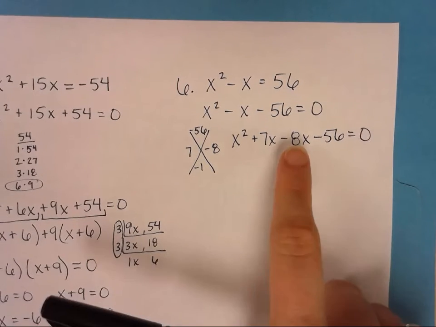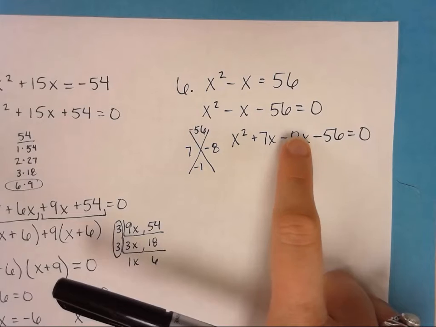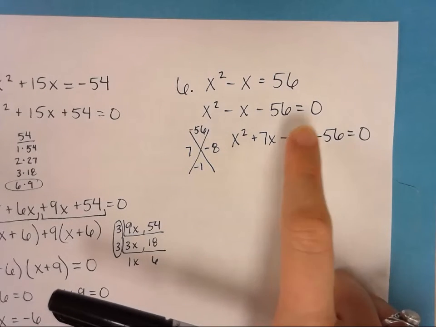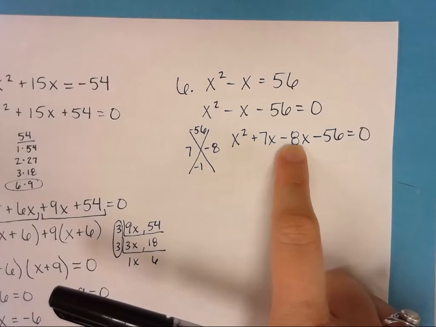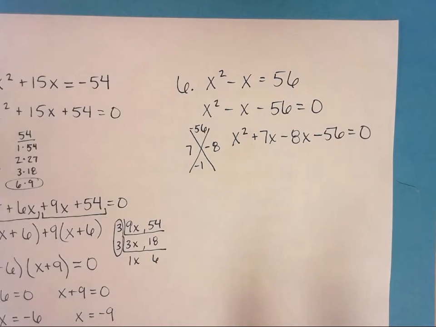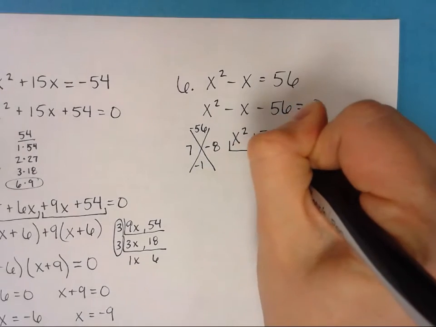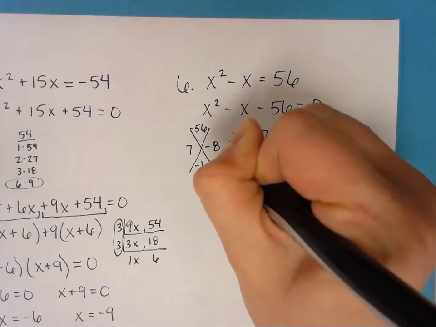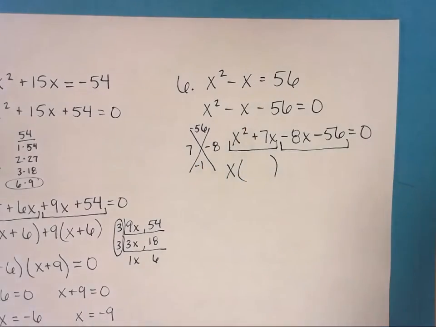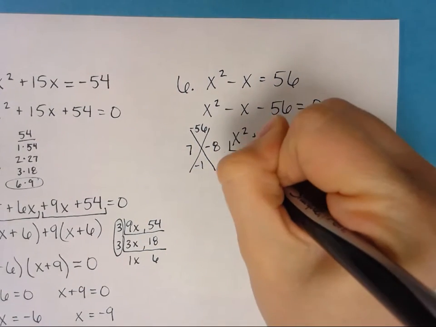So if you want to keep from needing to factor out a negative, feel free to switch the 7x and negative 8x to keep from needing to factor out a negative. Let's factor by grouping. Our first group has an x in common, and our leftovers are x plus 7.